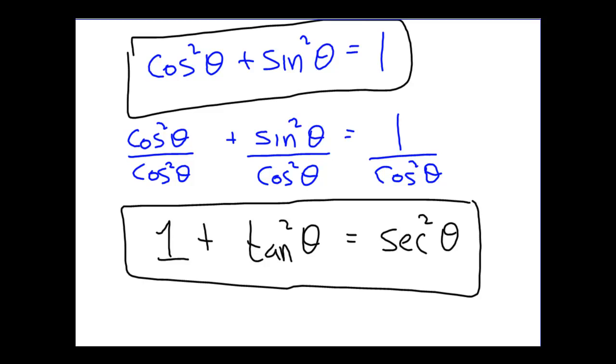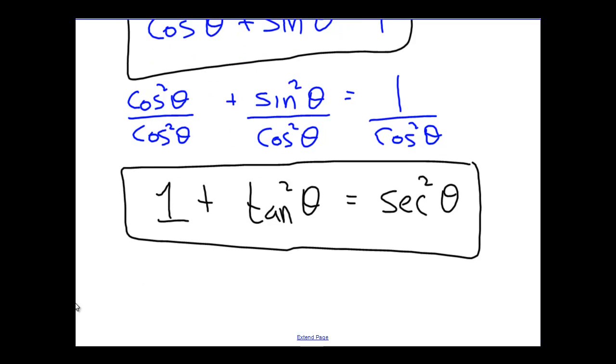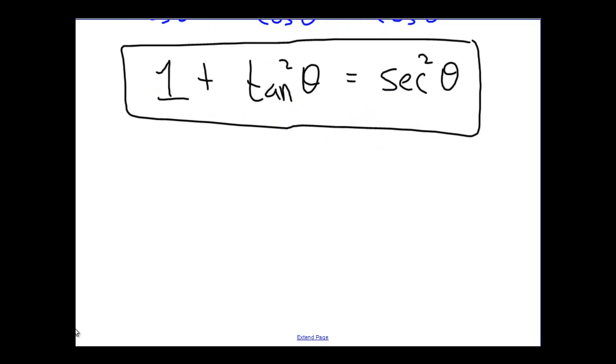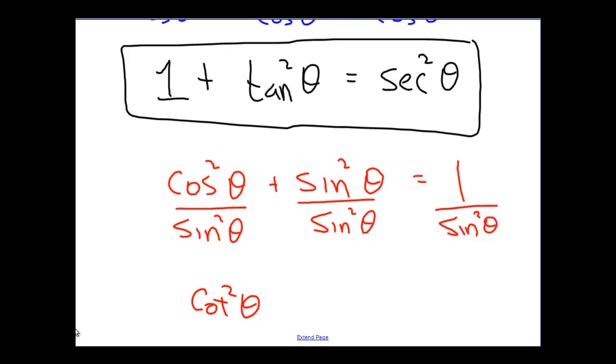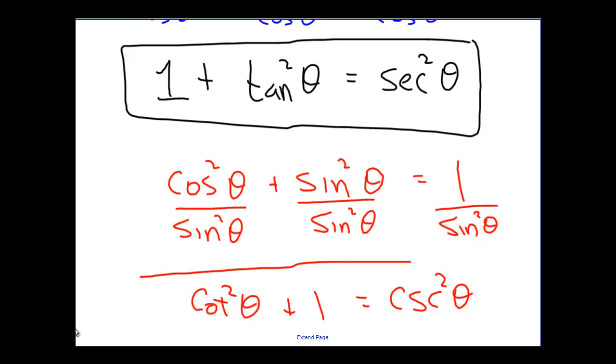And of course we can take our original Pythagorean identity for sine and cosine, and we can divide everything by sine squared of our angle and come up with a new identity here as well. Cosine divided by sine is cotangent, so we have cotangent squared theta plus 1 is equal to cosecant squared of theta. And this is our third Pythagorean identity.